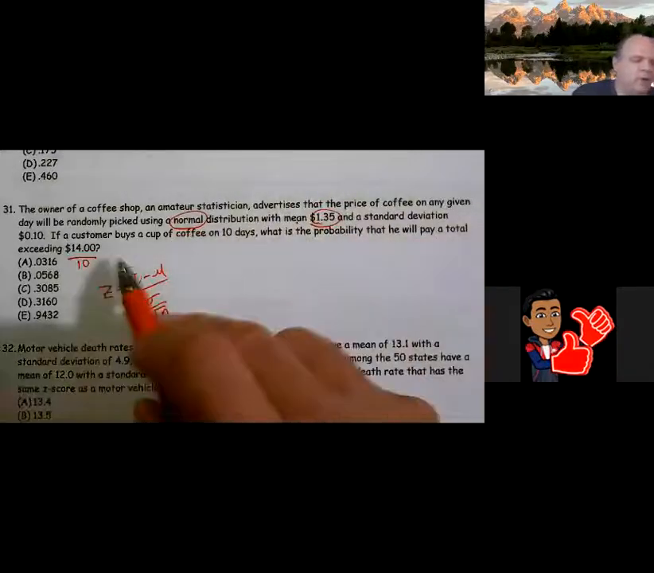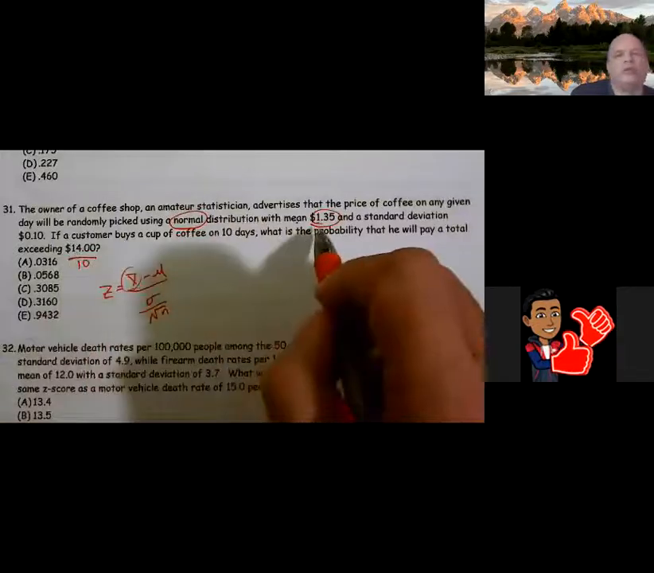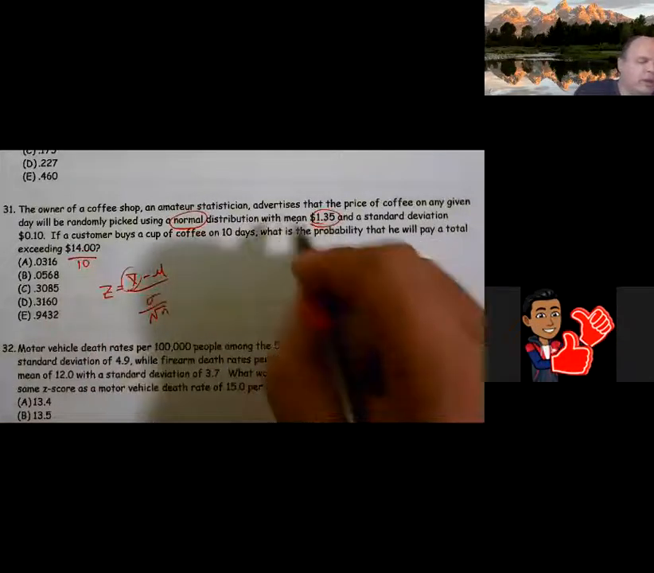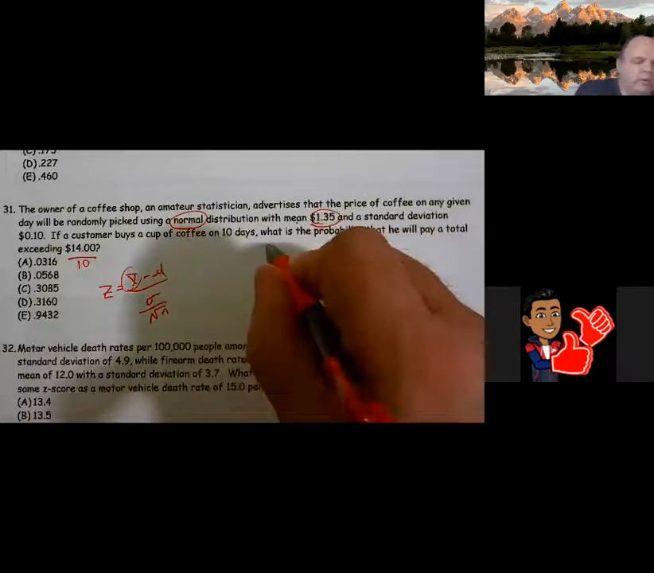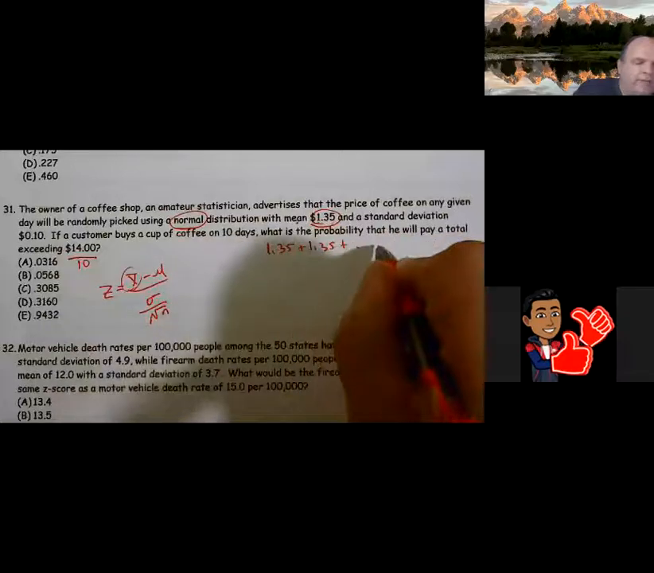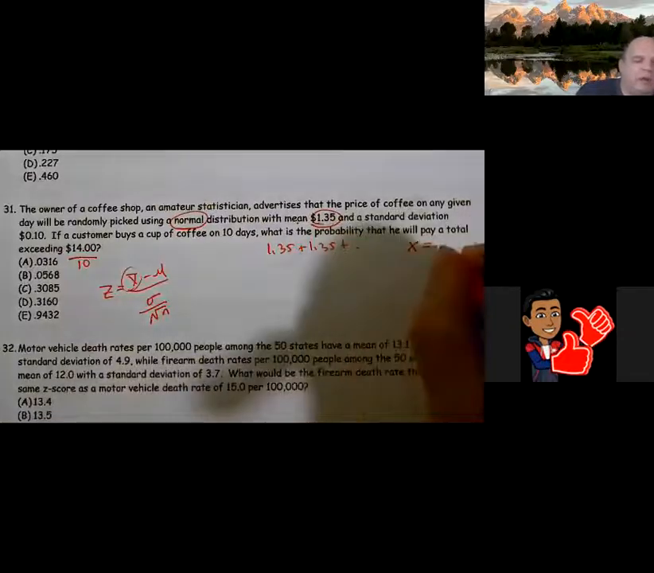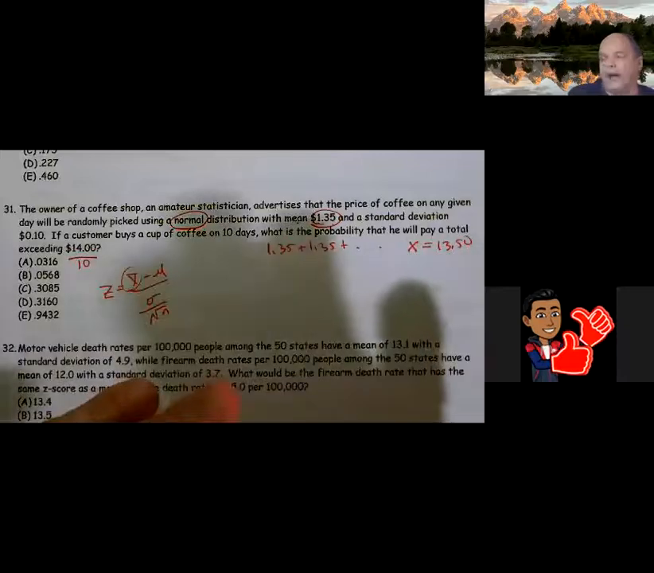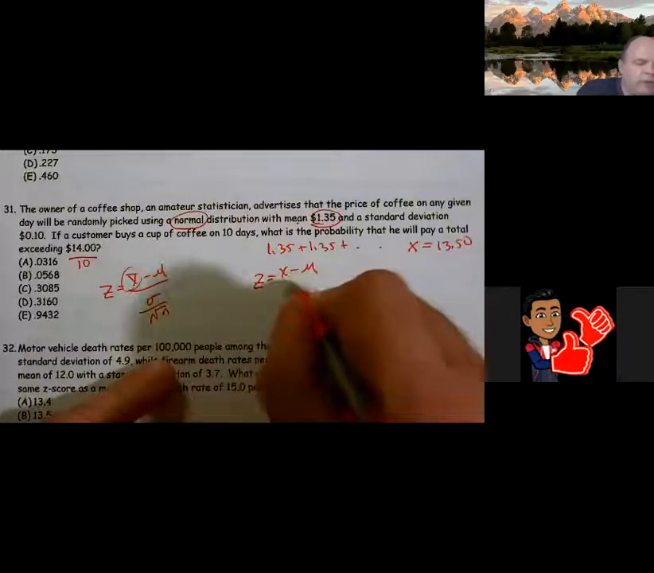Alternatively, what if I wanted to use the $14? If you had chosen to use the $14, then I would have had to change this mean, because we'd have to go $1.35 plus $1.35 plus $1.35. I'd have to do it 10 times. And so then I would say, on average, his 10-day total would have been $13.50. Well, that's great, and I could do that. And then in which case I could use Z equals X minus mu over sigma, and that would be fine.